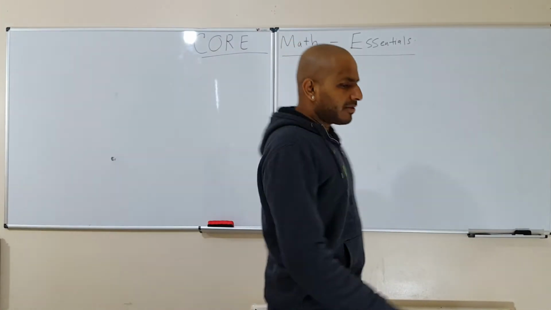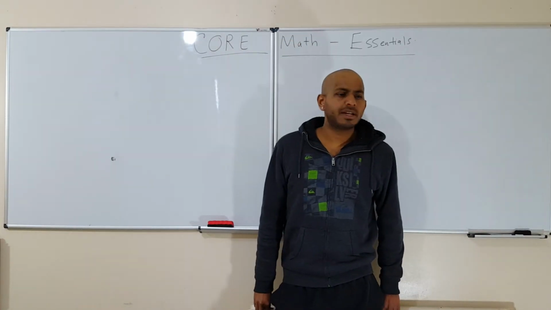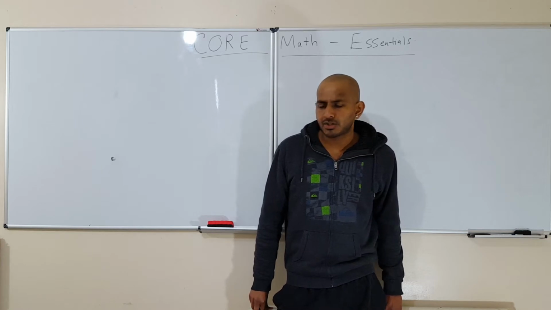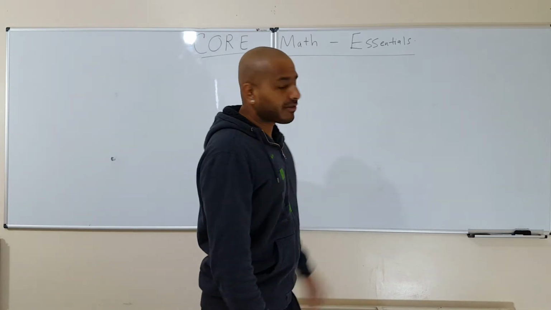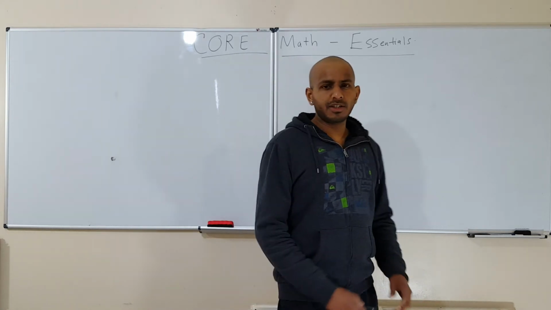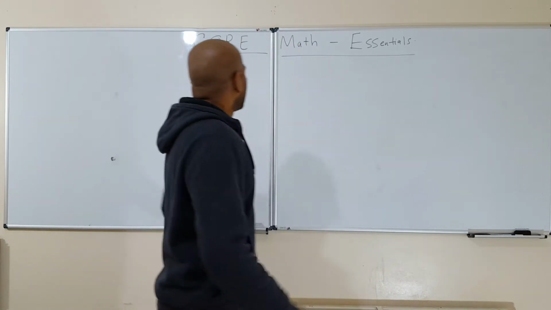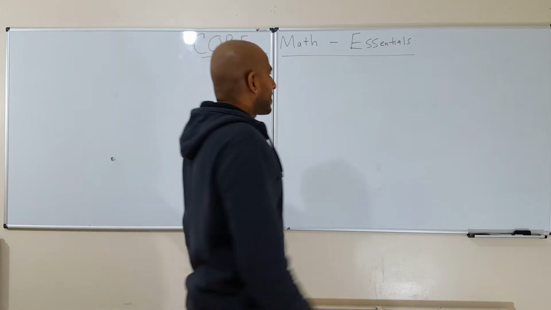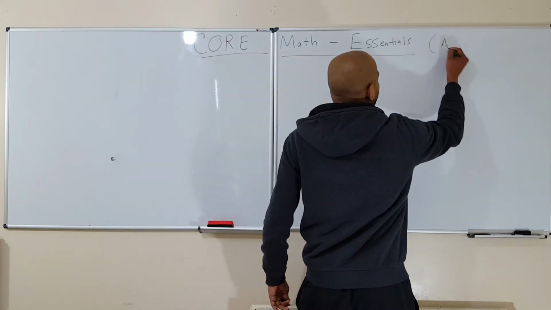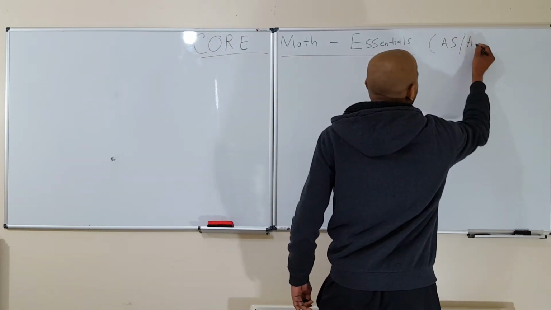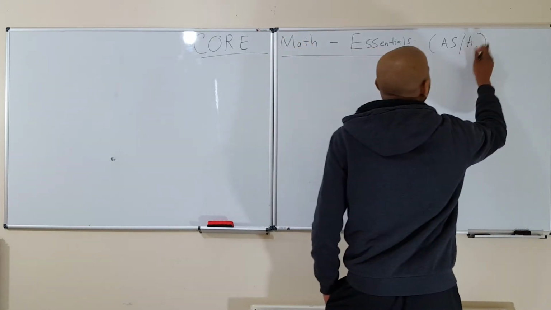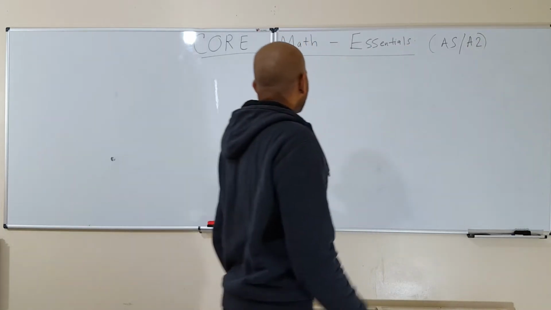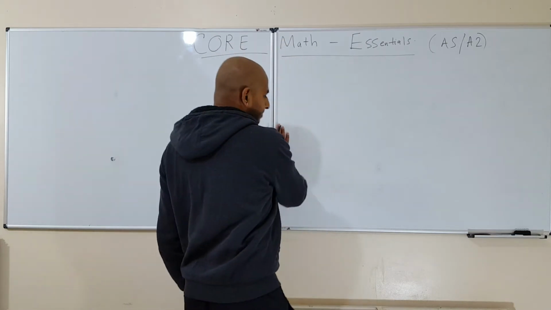Okay, right. So let me try to explain to you some of the very basics in mathematics, especially in core math. These are very basic stuff, but they're very important because you will find these things throughout the course. When I say throughout the course, I mean AS and A2. Quite important stuff during AS and A2. So let's see what these basic things are.